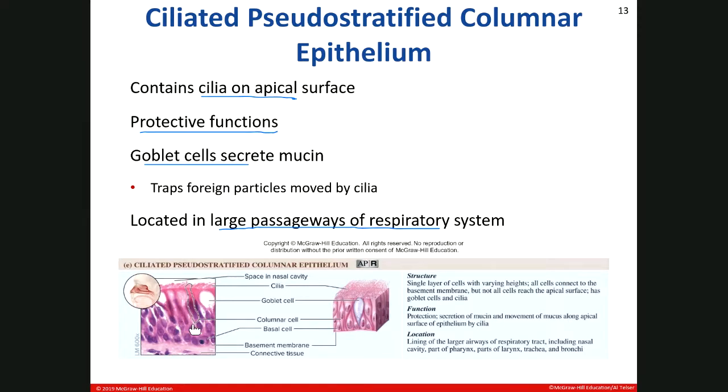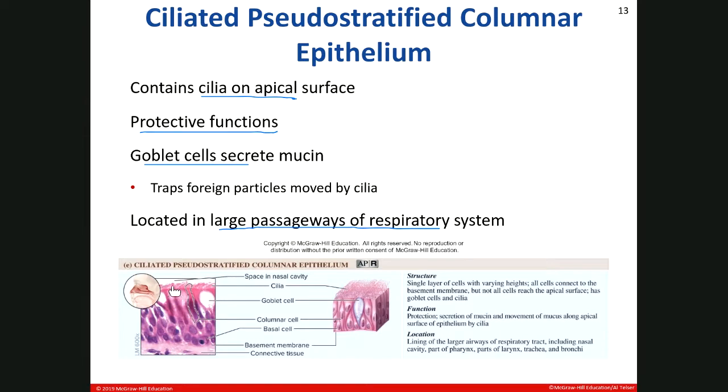Okay, so you can see now, at first glance when we look at this, you've got nuclei here, up here, down there. It's all over the place. It looks stratified. That's why it can be very, very confusing. But again, all of these cells are connected to the basement membrane down here, but not all of them make it up to the apical surface.